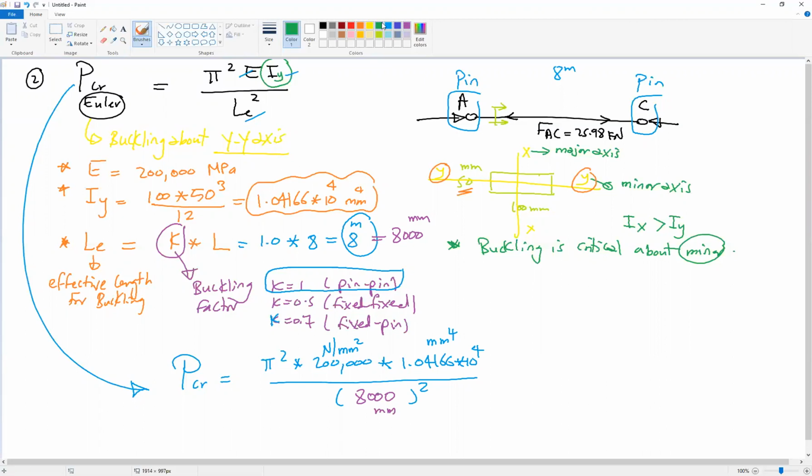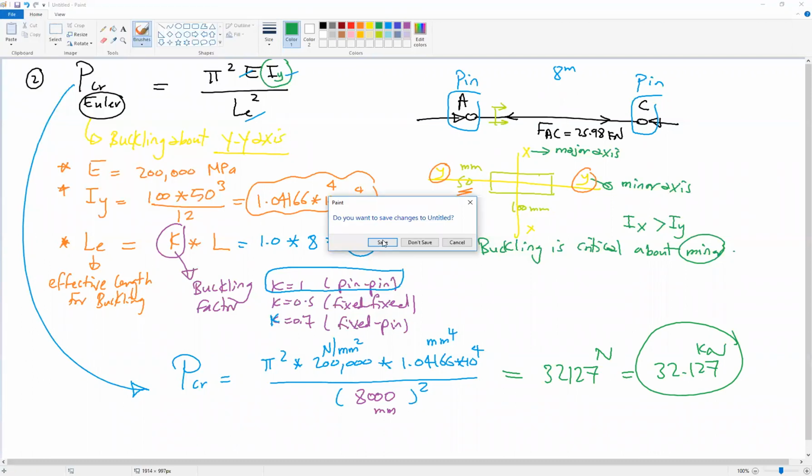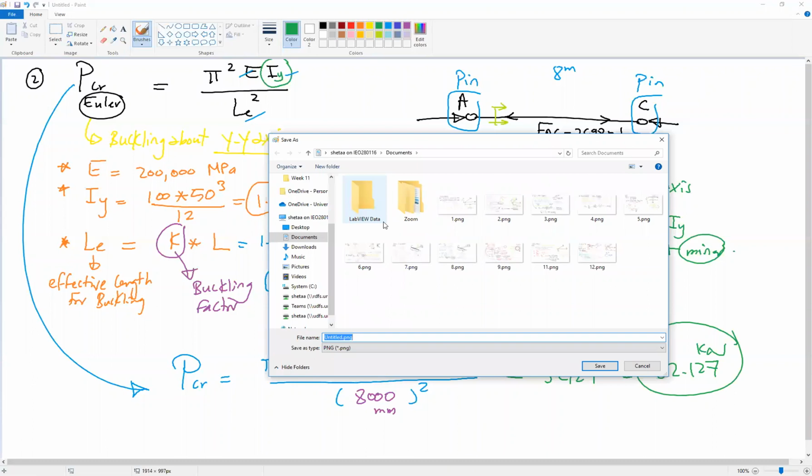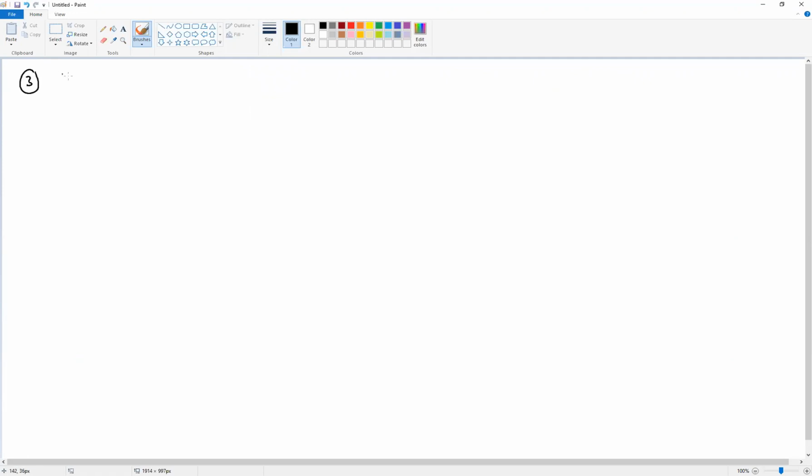So finally, we get the critical load for this member, which will be 32,127 Newton. In kilonewton, it will be 32.127 kilonewton. Okay, so this is our second step, finding the Euler load or the critical load. So the third step is to find the factor of safety for this member for buckling.